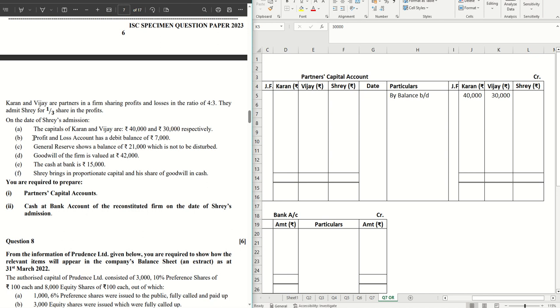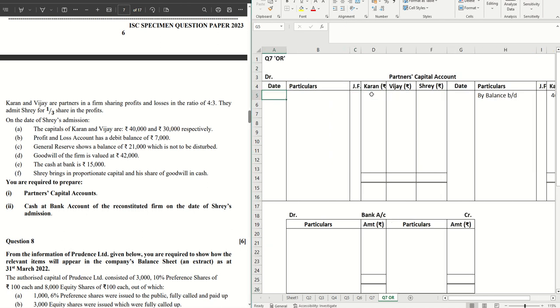The second one that we have got, profit and loss account has a debit balance of 7,000. So that comes on the debit side. It's a loss. So it's distributed among the old partners in the old ratio. And this comes on the debit side to profit and loss account. So that will be distributed in the old ratio as well. 7,000. That means 4,000 and 3,000.